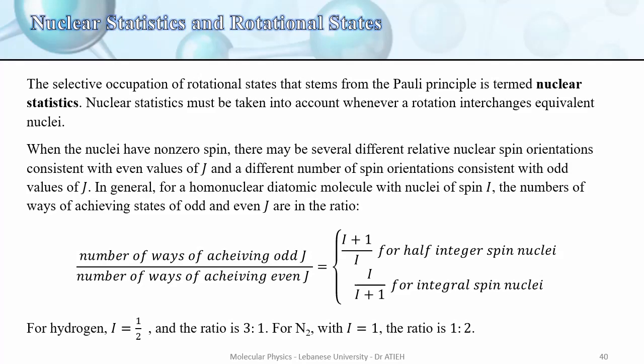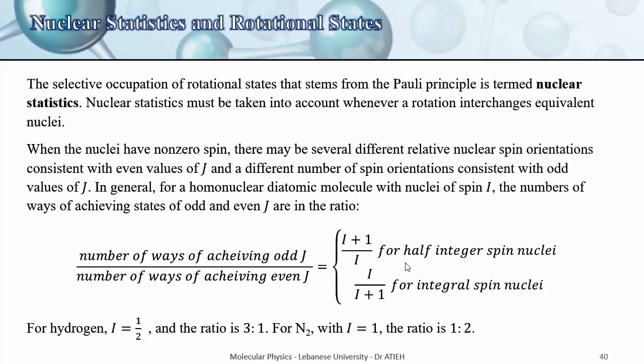Let's consider the case when we have a diatomic homonuclear molecule. The atoms of this molecule are identical. Their nuclei have non-zero spin. So how are the spins of the two nuclei combined? Do both of them have the same spin? Do they have opposite spins? One up, the other down, both up? We don't know. Some relative nuclear spin orientations favor even values of J, and other combinations of spin orientation favor odd values of J.